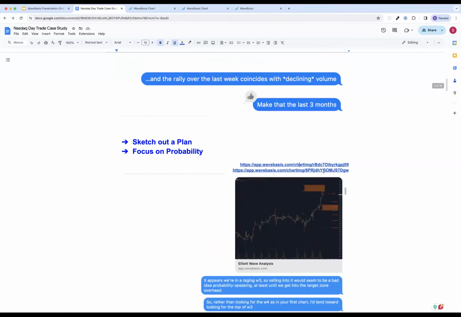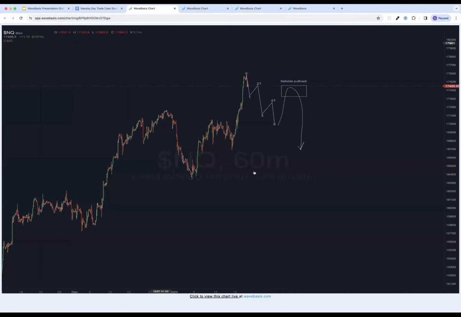And this is the sketch. I said, if you're looking to get short a bull run like this, what you're going to look for is a 5-wave move down and a pullback. I didn't draw it on here, but you're typically going to look for an A, B, C pullback, and that would be sellable. You're shooting for the next leg of the down move.